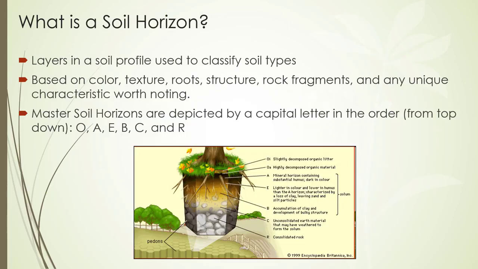So a soil horizon is a layer in a soil profile that is used to classify these soil types. These are based on color, texture, root structure, rock fragments, and anything else that's worth noting. And the master soil horizons are depicted by a capital letter in the order from top to bottom: O, A, E, B, C, and R.